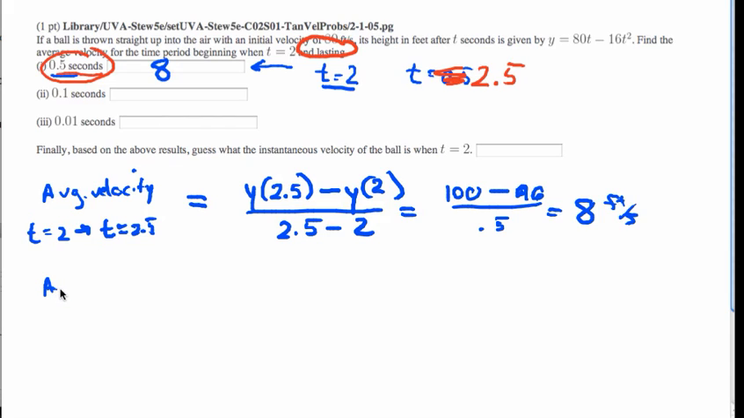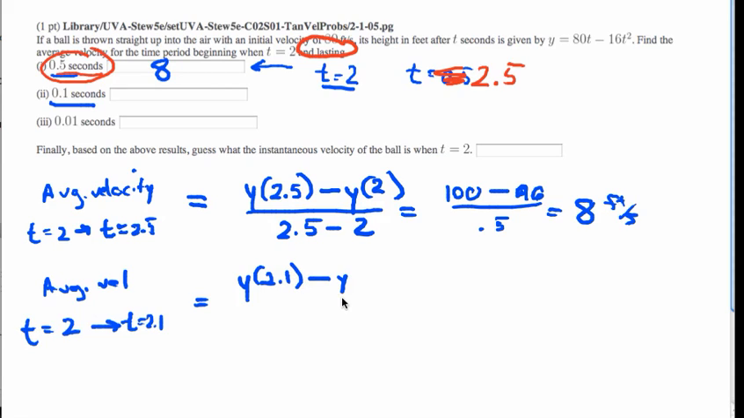So what's the average velocity for the second blank? Well, it starts at time equals 2 and lasts for 0.1 seconds. So this goes from time equals 2 to time equals 2.1. Right, so for the average velocity there, I'm just going to take the position at the ending time minus the position at the start time, and divide that by the length of time that was in the air.